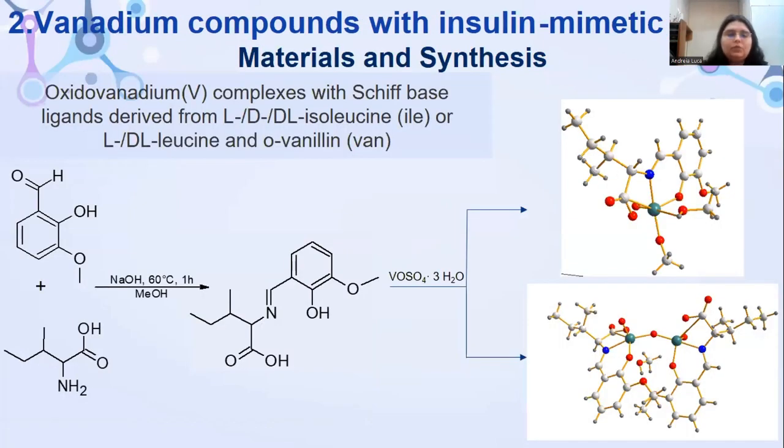At this moment, we try to obtain a new family of oxidovanadium(V) complexes with Schiff-base ligands, but this time they are derived from o-vanillin and isoleucine and leucine. The interesting fact that we observed is that the compound which has the isoleucine precursor is a mononuclear dimer, and the one which has the DL-isoleucine precursor is a dinuclear compound.